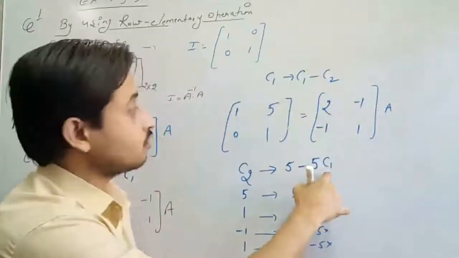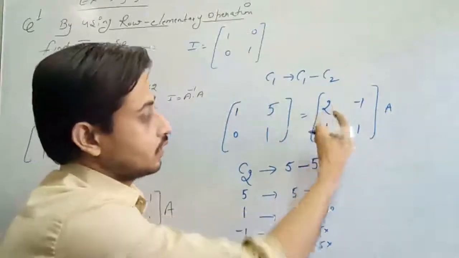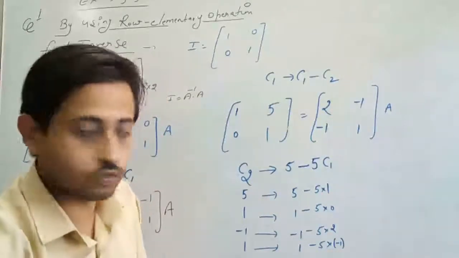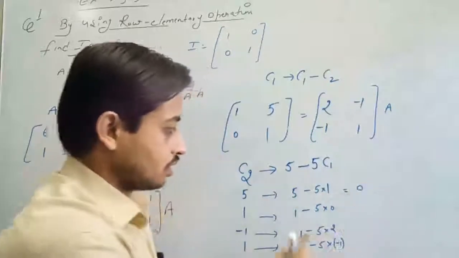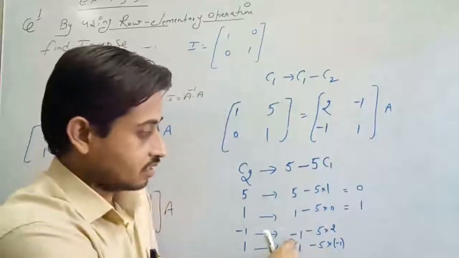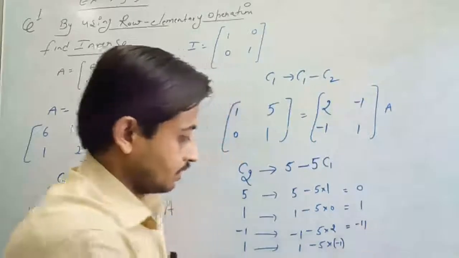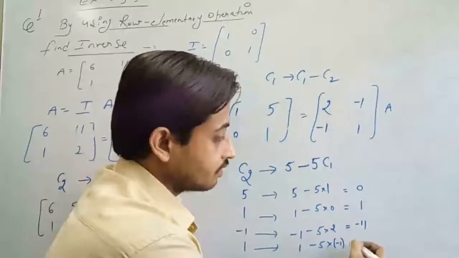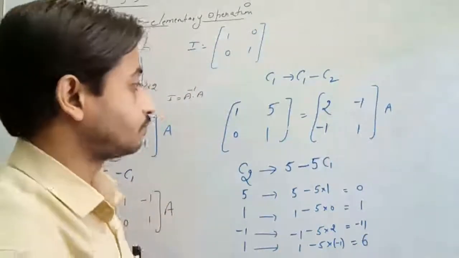Now C1. C1 is what? 1, 0, and here C1 is 2, minus 1. Now solve it. 5 minus 5, we get 0. 5 into 0, 0; 1 minus 0, 1. Minus 1, 5 into 2, 10; minus 10 and minus 1, minus 11. Now 1 minus minus, plus 5 and 1, we get 6.